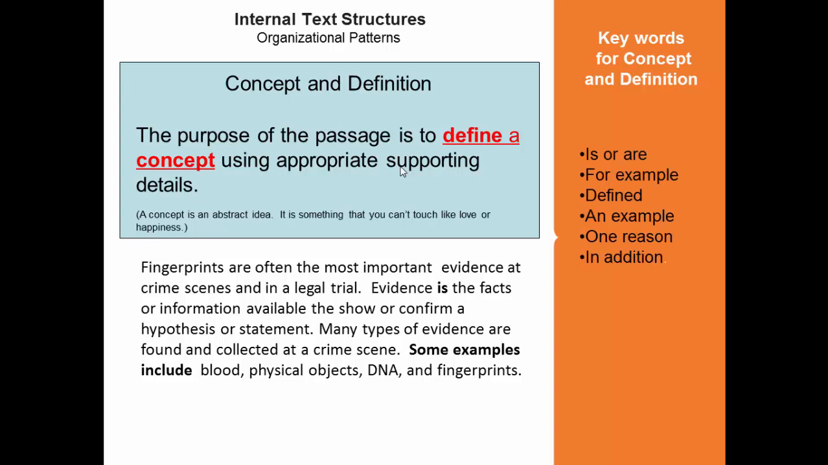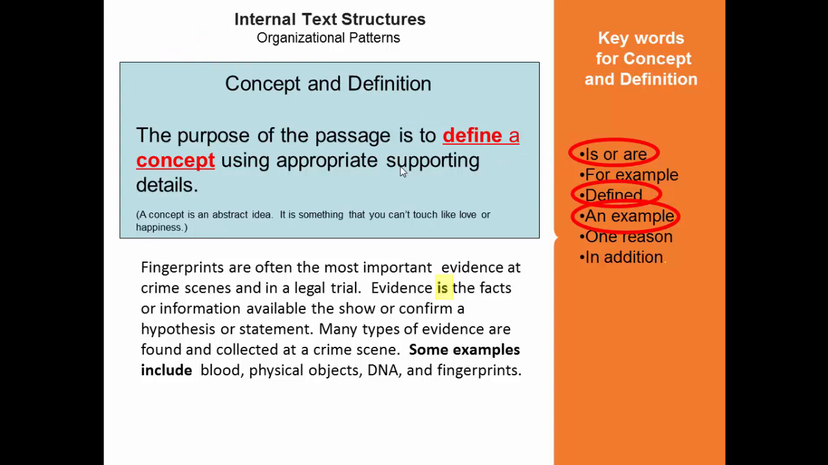So some key words that you will often find in a concept definition paragraph are is or are, for example, defined. It's usually defined. It has to be defined to be in the paragraph here. There's going to be a definition of that concept. You'll see examples, and sometimes you'll see something like one reason or an addition. In this paragraph, we see is or are, and we see a definition of the concept, and we see an example. So our concept is evidence.